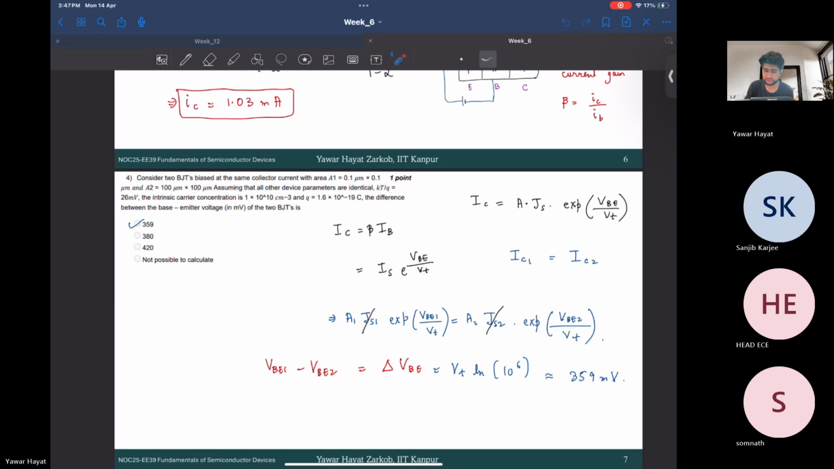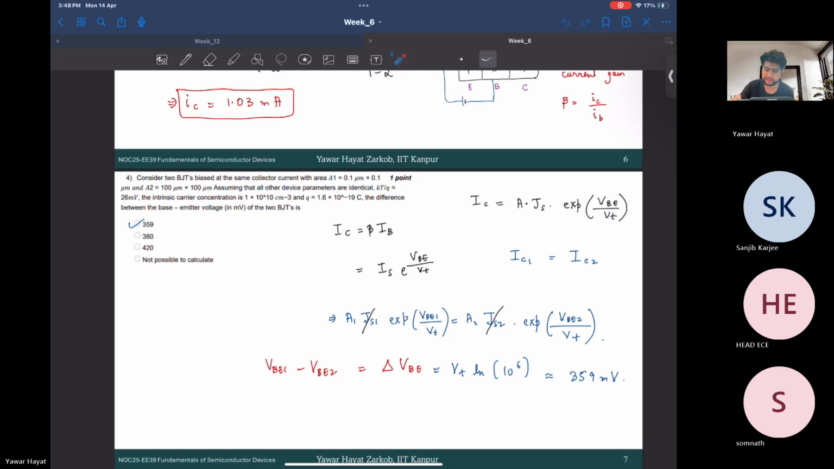Delta VBE, right? So IC is beta times IB, and our IC is A times JS, where A is the area of cross section and JS is the reverse saturation current density, times exponential of VBE by VT. This equation you know about IC, right? We have to equate the two. Why do we need to equate the currents? Because it's given that they have the same collector current. It's just that the areas and JS are different. Are you getting the point?